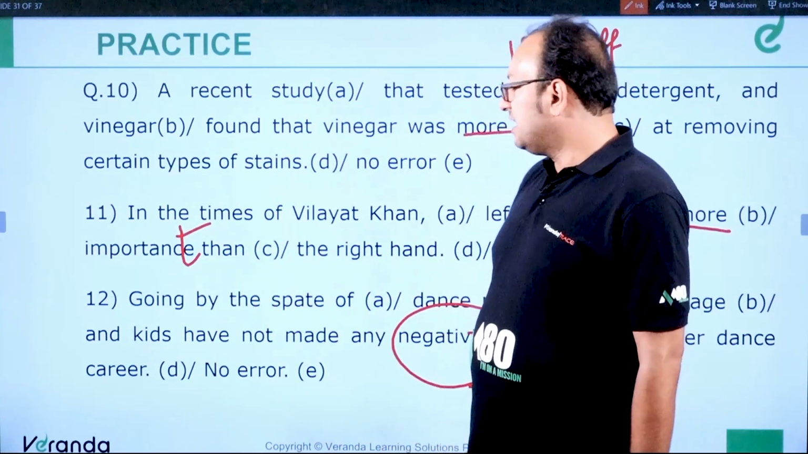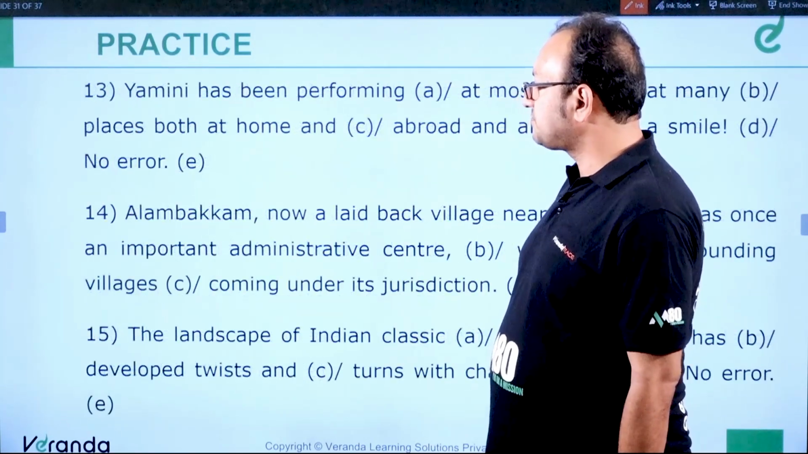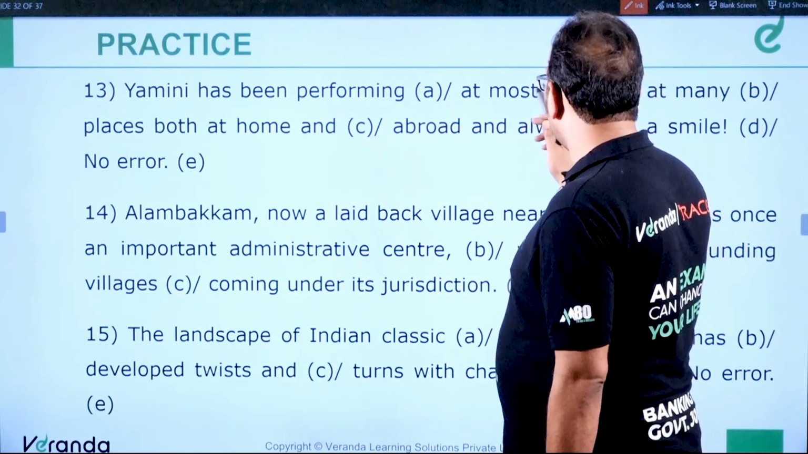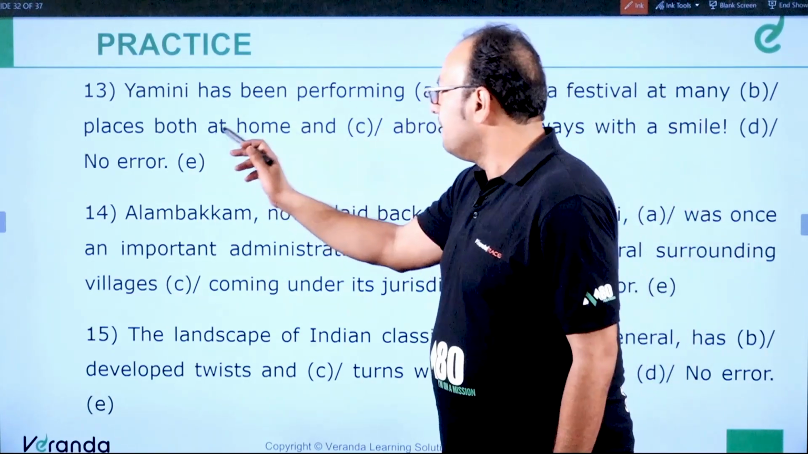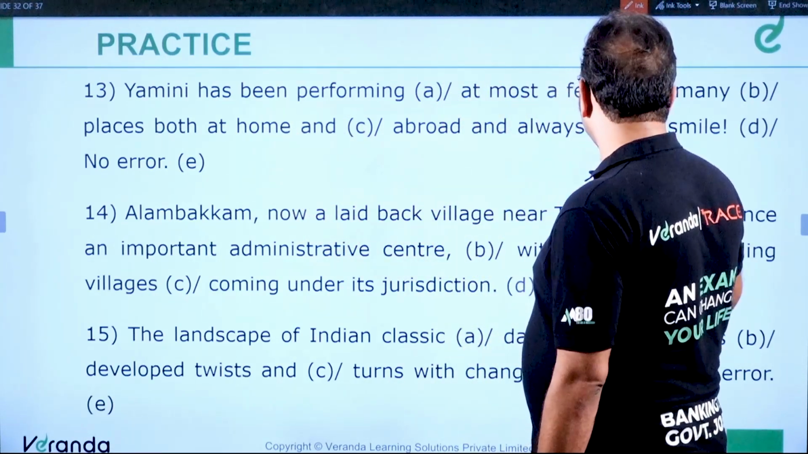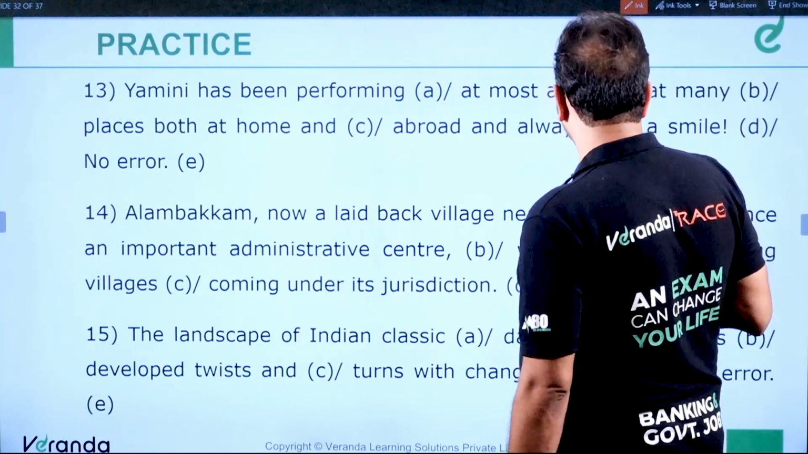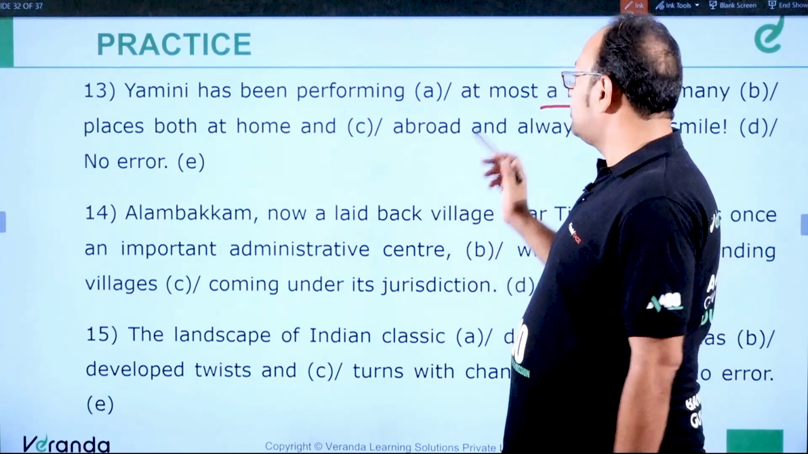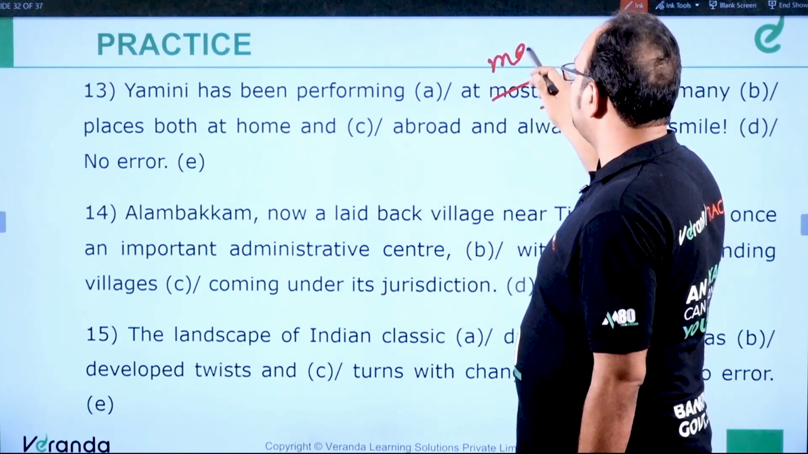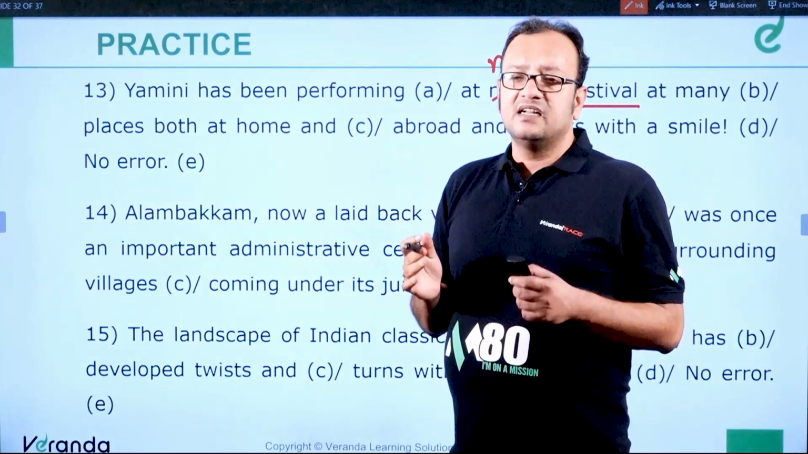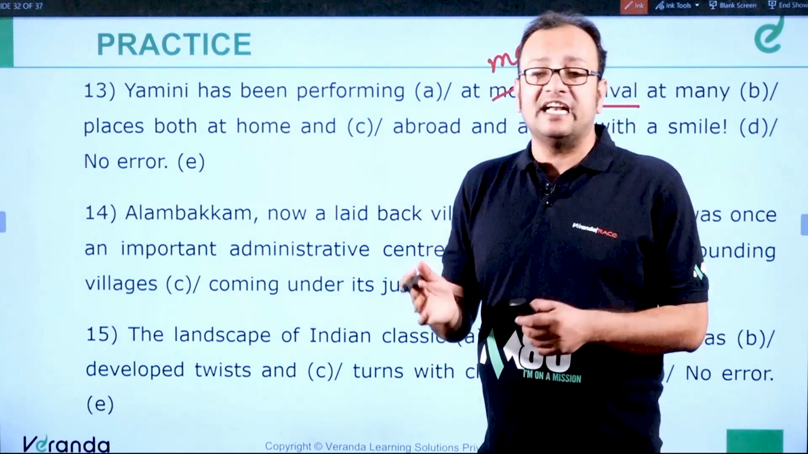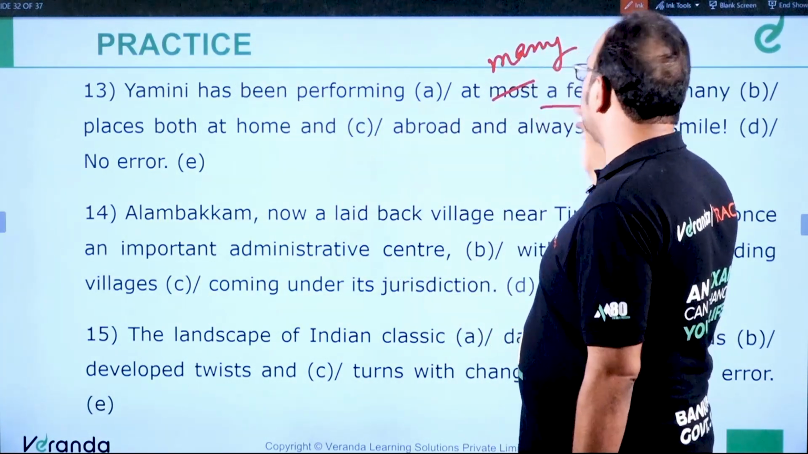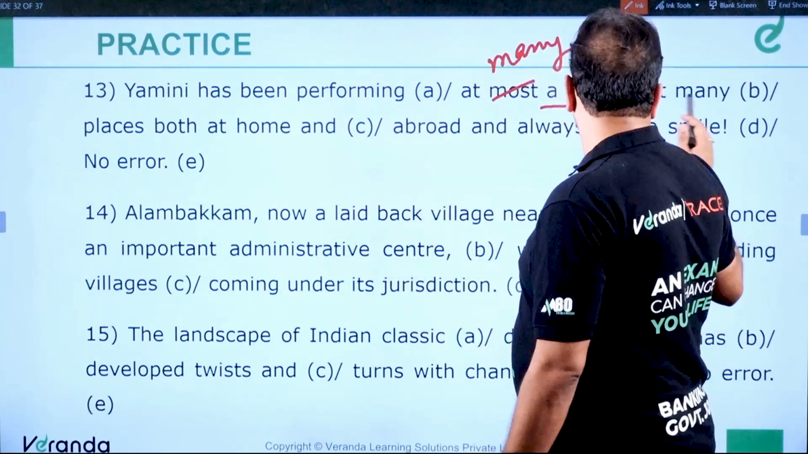No problem in that. Moving ahead to the next question, 13 number question. Yamini has been performing at most a festival at many places, both at home and abroad, and always with a smile. Okay, this is a very strange question. Okay, it's a festival. There is the hint. It should be at many a festival. We have used structures like there are many a player who has tried to break Sachin's record. Similarly, Yamini has been performing at many a festival. It's the correct structure. So error was in part B.